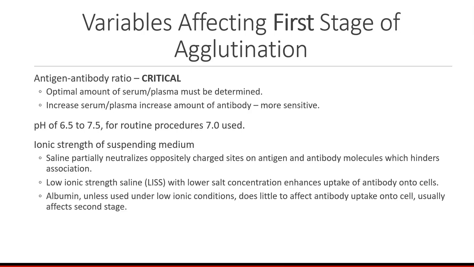For routine procedures, 7.0 is used. You don't have to think about this. This has been predetermined, and all the tests performed are at the 7.0 pH. The ionic strength of the suspending medium is very important. Saline partially neutralizes oppositely charged sites on antigen-antibody molecules, which hinders association. Low ionic strength saline with lower salt concentration enhances uptake of antibody onto the cells.